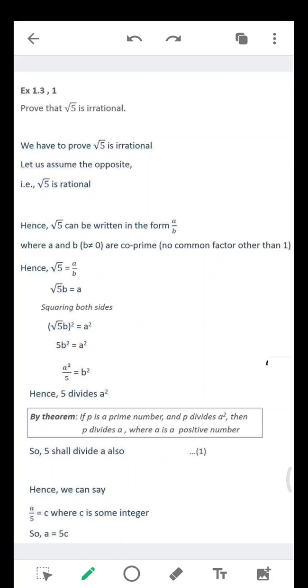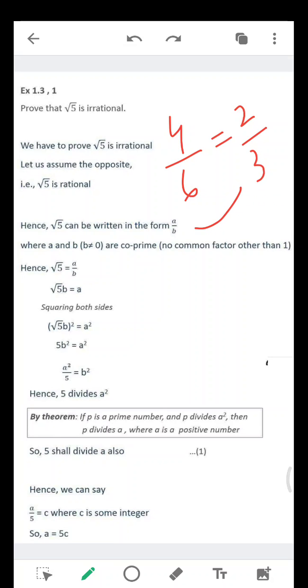Hence, if I suppose root 5 is rational, then every rational number can be written in the form of p by q or a by b. So root 5 can be written in the form of a by b, where a and b are co-primes, because we never leave any fraction in non-simplified form. Like I cannot leave 4 by 6 like this; I write it as 2 by 3. This is the correct way of writing. So we write every fraction in simplified form.